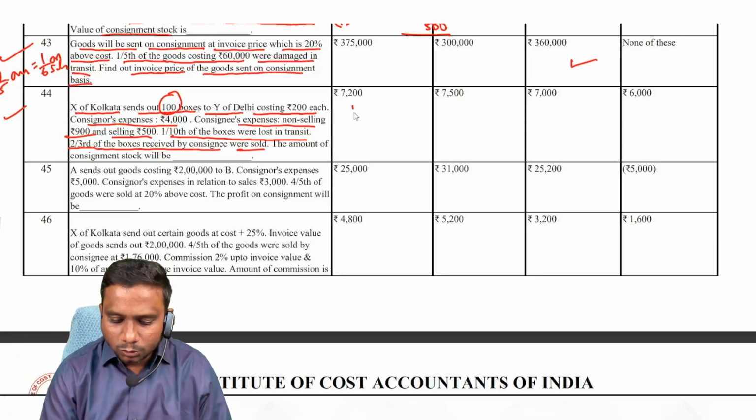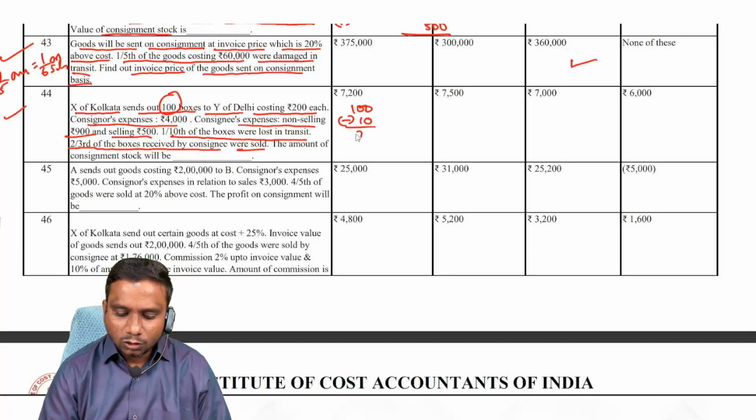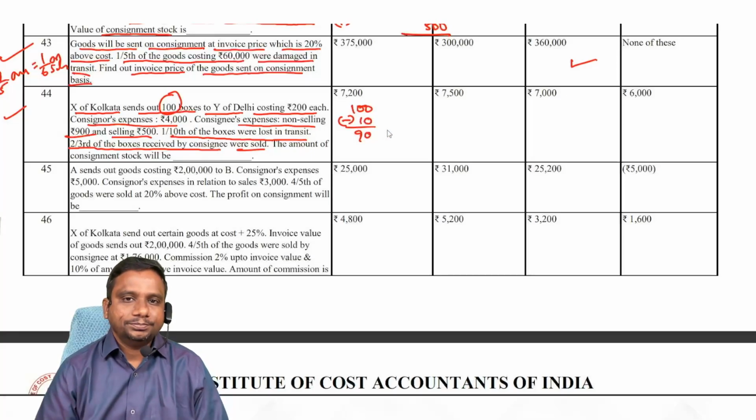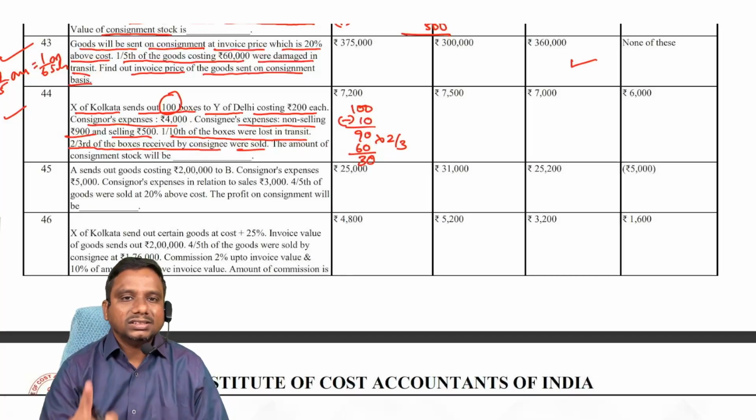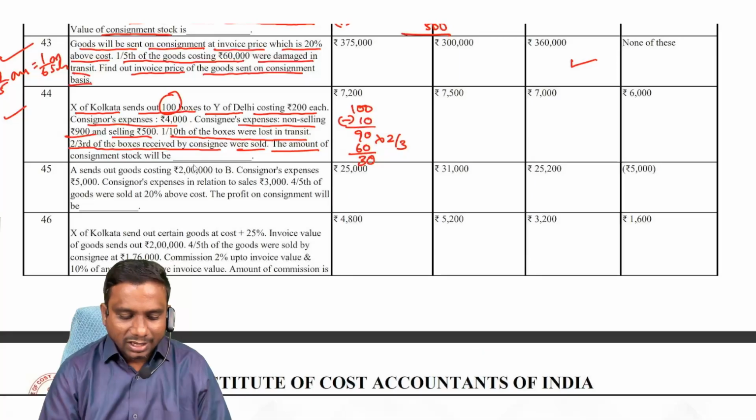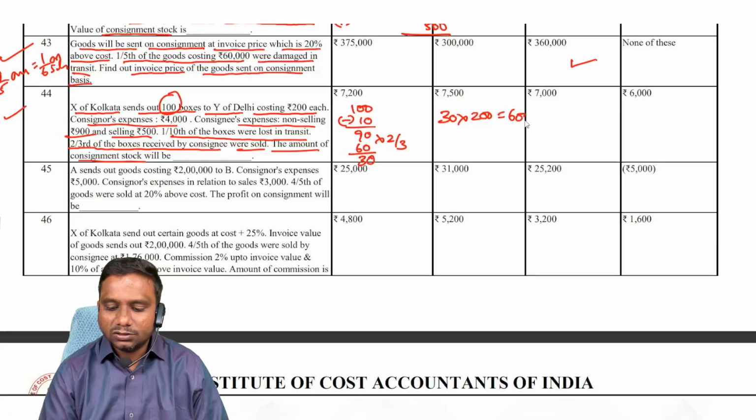Now you people tell me, total we have sent 100 boxes. Out of that, 10 boxes lost. So how many boxes left? 90. Out of that, he sold 2/3, 60 boxes sold. How many boxes left? 30. This is our consignment stock. Yes or no, students? The amount of consignment stock will be simple. Now 30 boxes left into each box cost 200. That comes around 6,000 rupees.